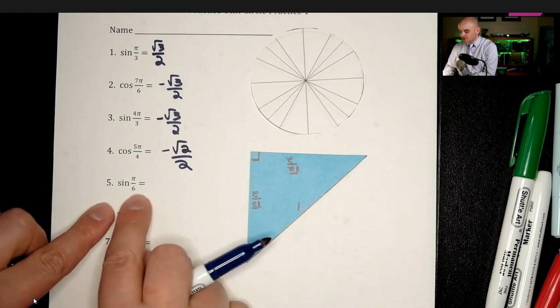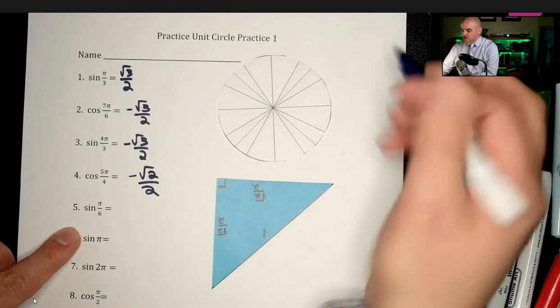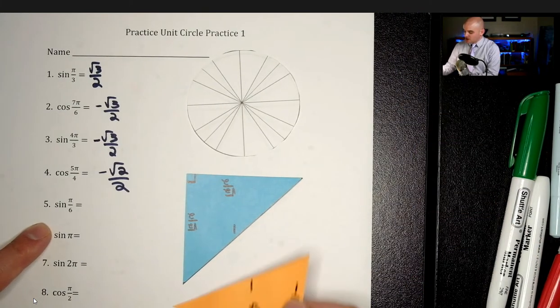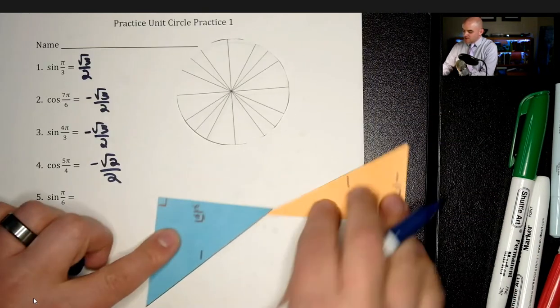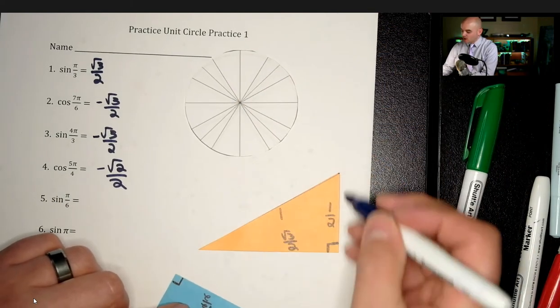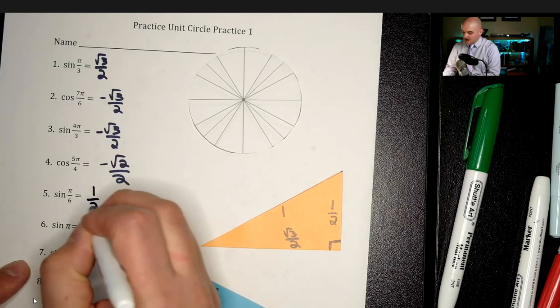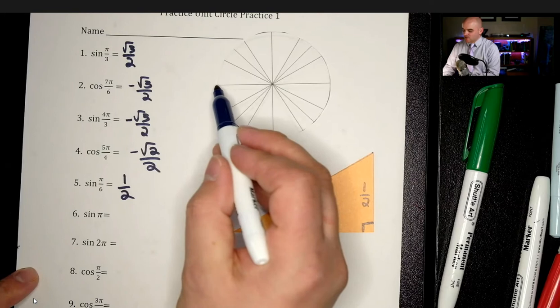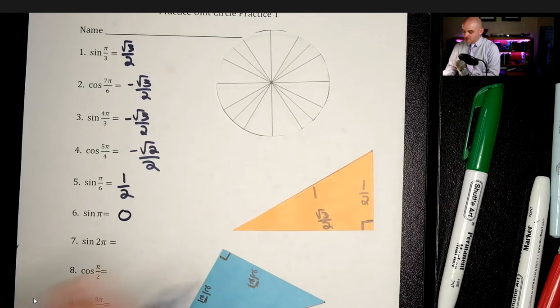The sine of pi over 6, I know that pi over 6 is right here. The sine value is my y value, so I'm dealing with this triangle right here, and it's oriented just like this. It doesn't match up with that circle, but it's oriented just like that. The y value is positive 1/2. The sine of pi, I know that pi is right here. Sine is the y value, so it's going to be 0.